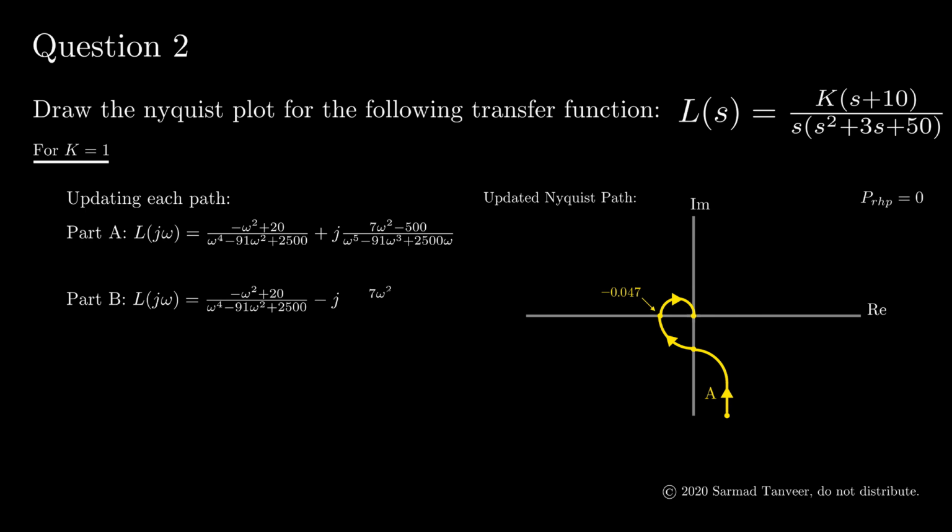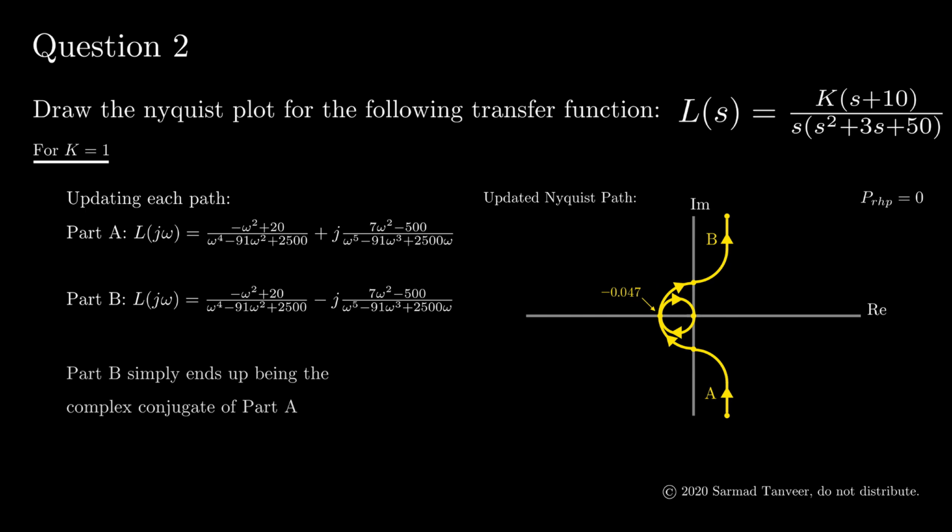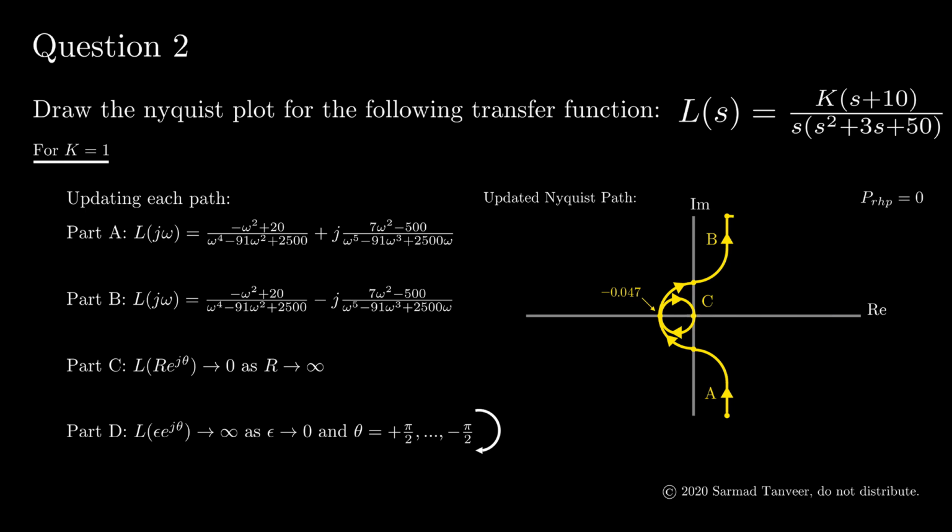As mentioned earlier, part B is simply the complex conjugate of part A, meaning it's the mirror image of part A about the horizontal axis. Part C has a magnitude of 0, and so we simply find it at the origin, at the intersection between A and B. Part D is simply a half arc with a radius of infinity, which connects part B to part A and has a clockwise direction.